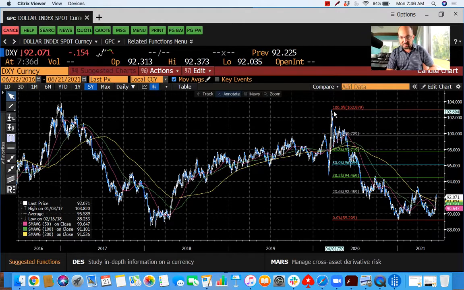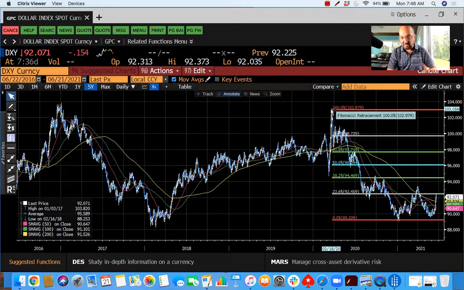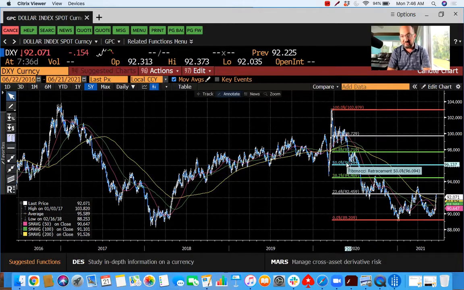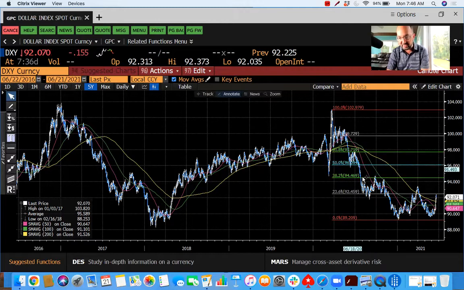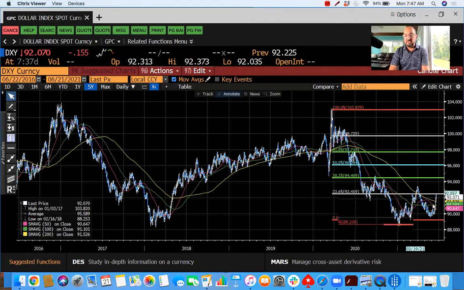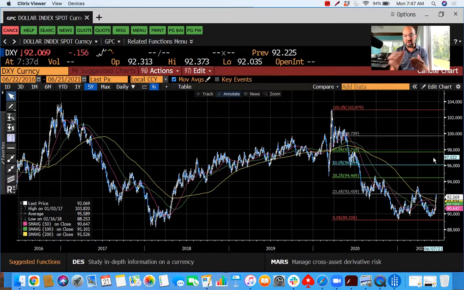These weird lines here that I brought up are called the Fibonacci retracement. I took the high point to the low point, and there's a mathematical formula that shows you the percentage rebounds and what levels they would be at. Key numbers are a 50% rebound or a 61.8% rebound. If we get to the 50% rebound, that's 96. And if we get to the 61.8% rebound, that would be 97.71, right? So from 92, we're looking at another 4 to 6% move stronger in the dollar.